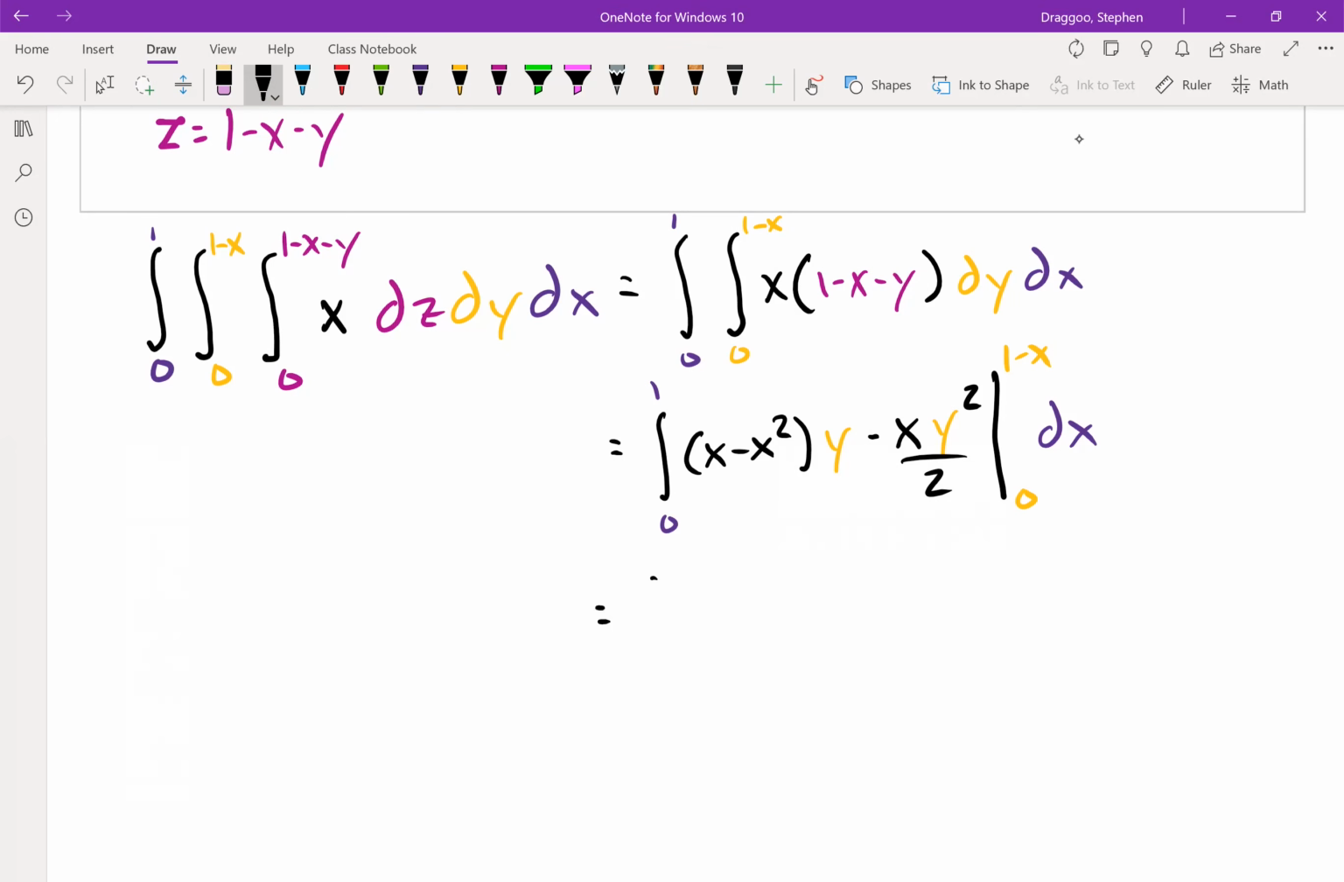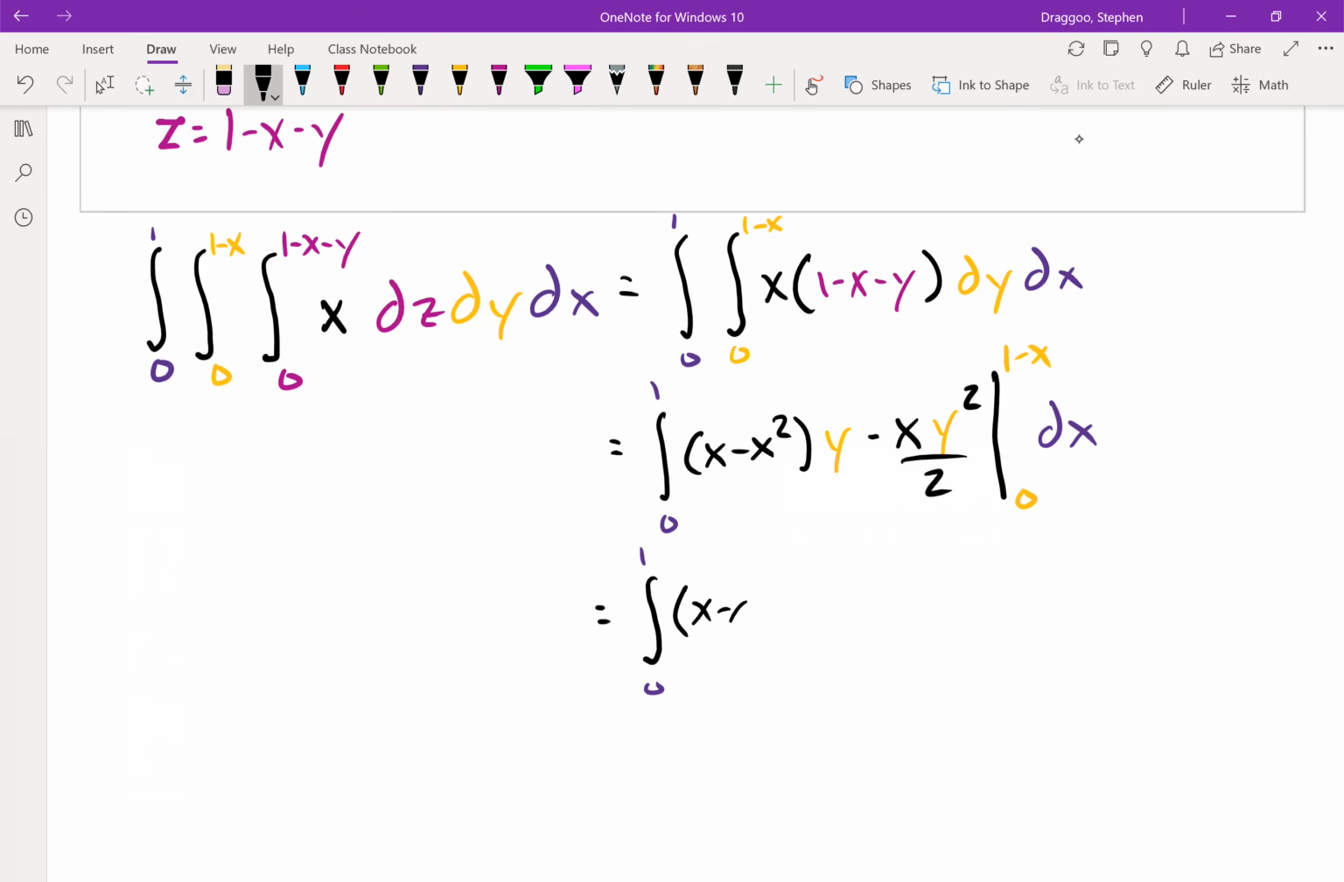So one more step before we get to our answer. x still going from 0 to 1. On the one side, if we plug in 0 for y, everything's going to be 0, so we don't need to worry about that part. We just have to worry about that 1 minus x. So we'll get x minus x squared times 1 minus x minus 1 minus x squared. Well, doesn't seem too bad. Let's just multiply that out.